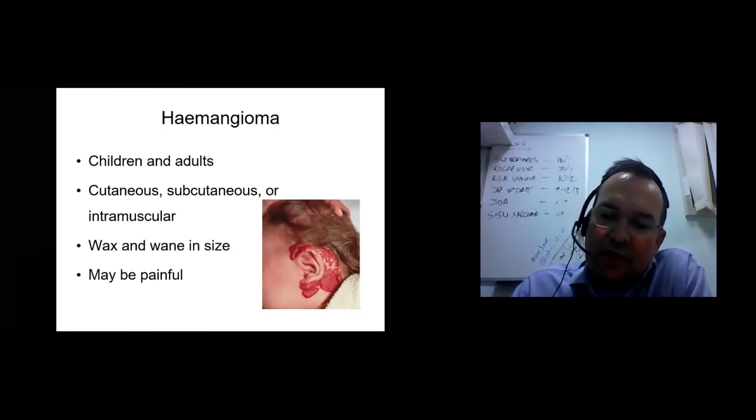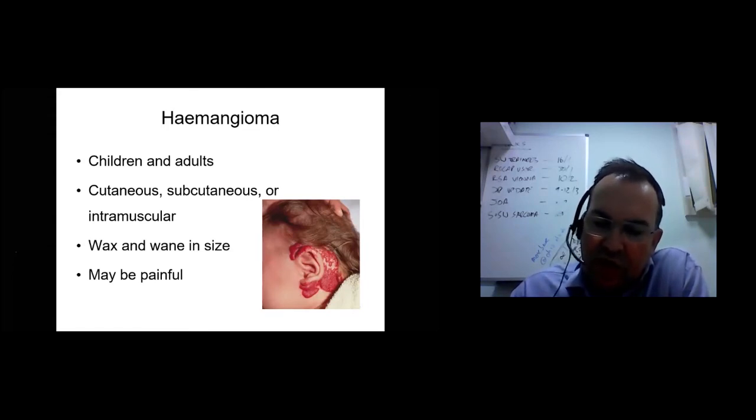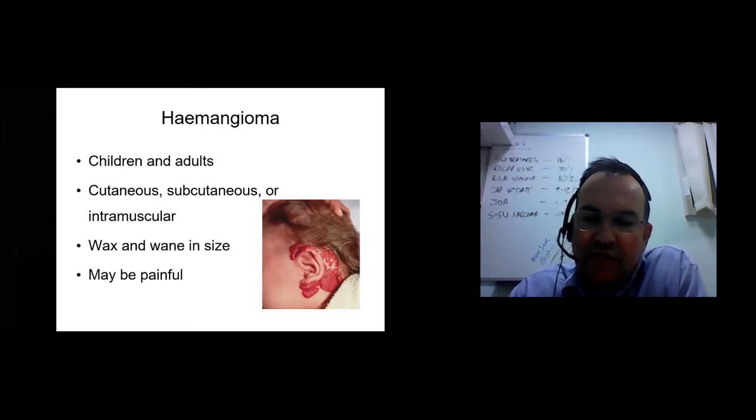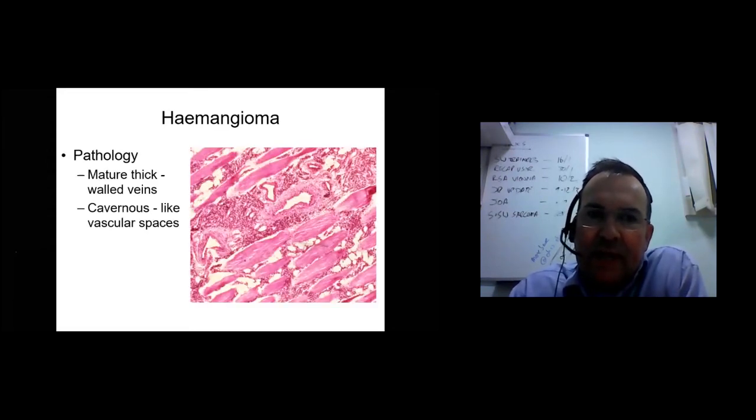The plastic surgeon would usually treat these and would usually leave the child alone until they get to a more mature age. And then there are various treatments they can use, such as sclerotherapy, to try and get rid of them. The hemangioma contains mature, thick-walled veins and these cavernous-like vascular spaces. So just be able to recognize the histology.